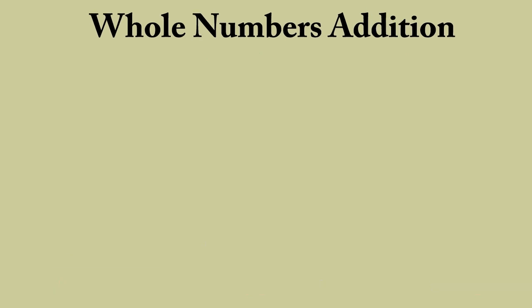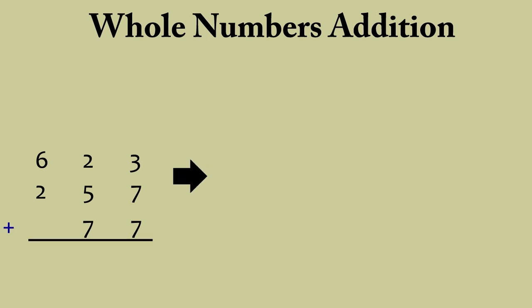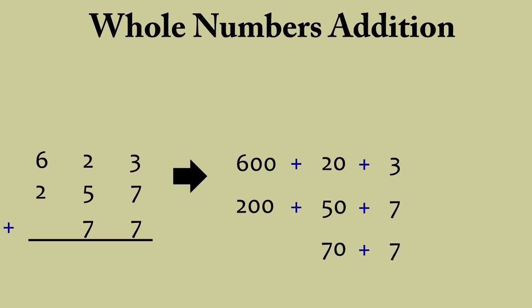Now we shall add 3 numbers, 623, 257 and 77. Again, I can write 623 as 600 plus 20 plus 3. Similarly, 257 as 200 plus 50 plus 7. And 77 can be written as 70 plus 7.